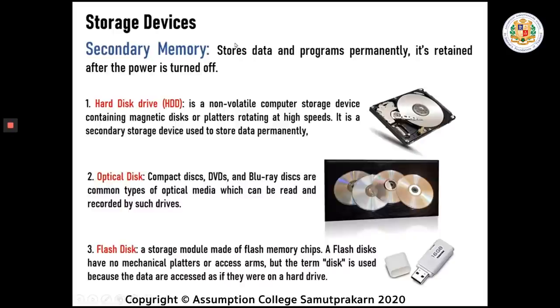Then we have secondary memory. So what are those secondary memory? Secondary memory stores data and programs permanently. It's retained after the power is turned off. So it stores data and programs. Example of secondary memory, hard disk drive. Okay, it is a non-volatile computer storage device.